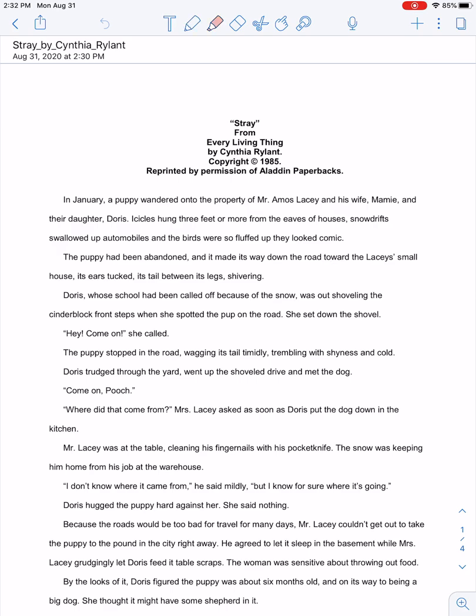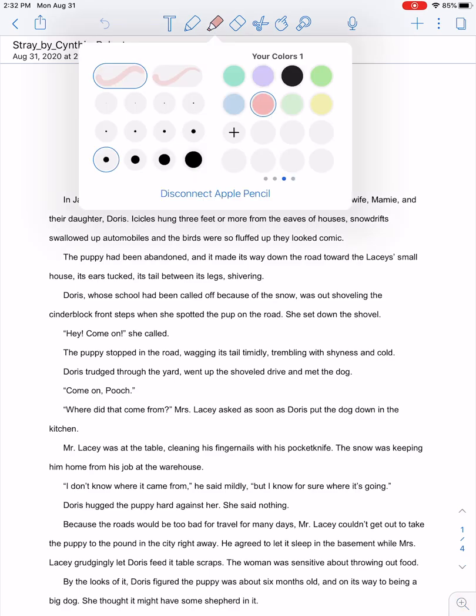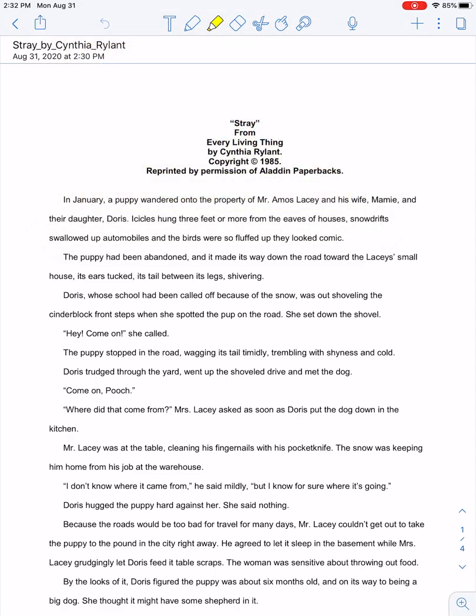So here's where I'm going to stop, and I'm going to make my first annotation. I'm going to do something a little bit brighter than what I was using. So the first thing I'm going to do is highlight "In January." I'm going to highlight "In January" because that is giving us part of our setting, and I'm going to highlight a couple other things.